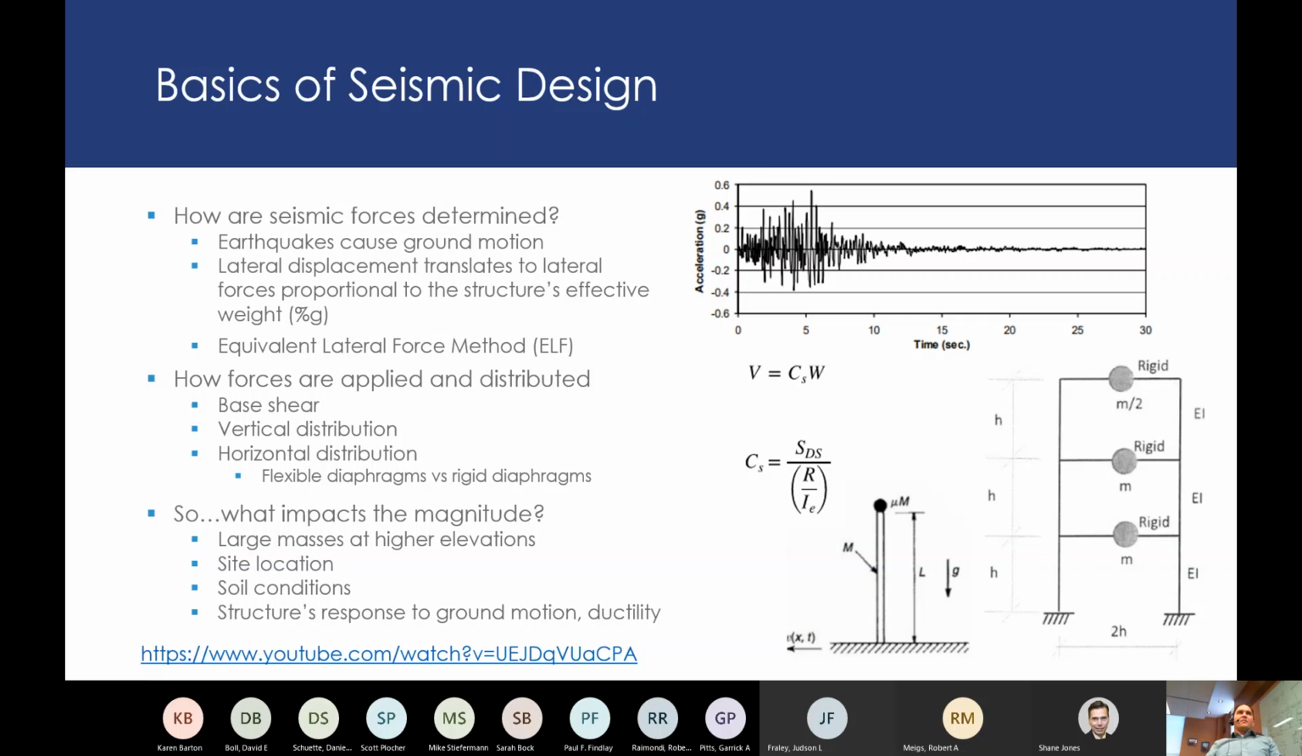So what impacts the magnitude? Large masses at high elevations. Again, go back to that analogy of the mass on top of a spring. What if that mass was 2 times as big as you originally thought in your mind? Well, that's going to cause a lot bigger displacement, more forces. Site location, I'll talk about the importance of a geotechnical investigation and the ramifications of certain locations, and then the soil conditions. And then I'll talk later about the structure's response to ground motion and its ductility and its ability to dissipate energy.